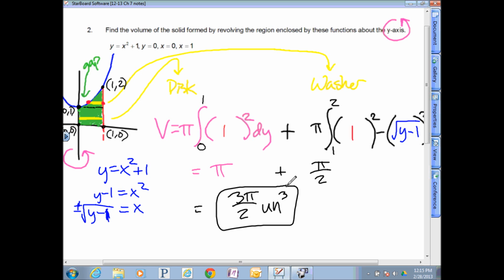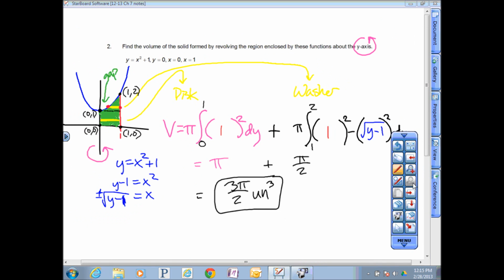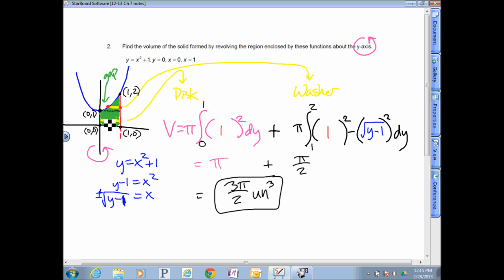So again, the difference between when it's a disk and when it's a washer: it's a disk when there is no gap, such as this rectangle right here. It's a washer when there is a gap, such as that one right there. So there's your washer method.